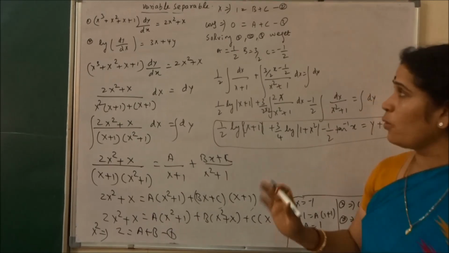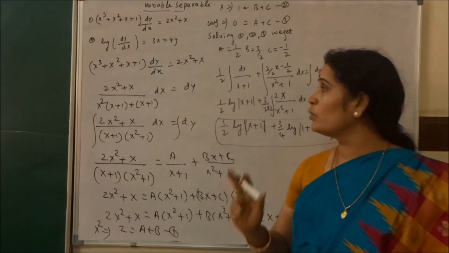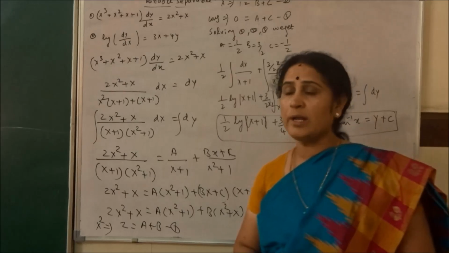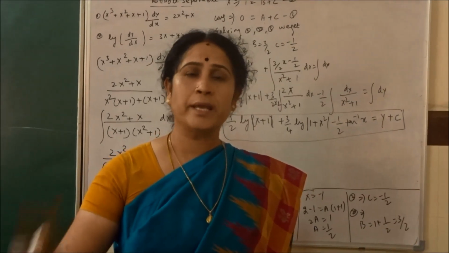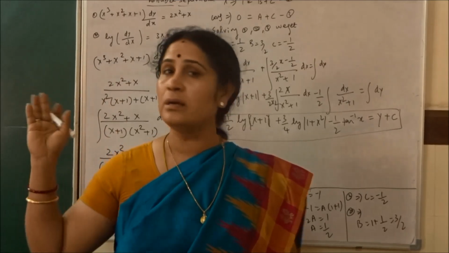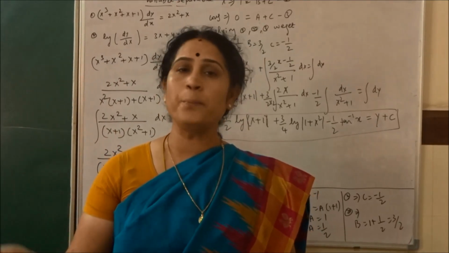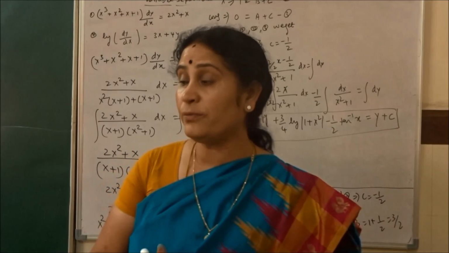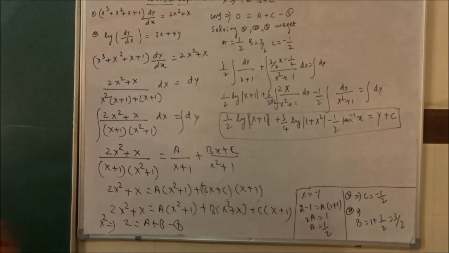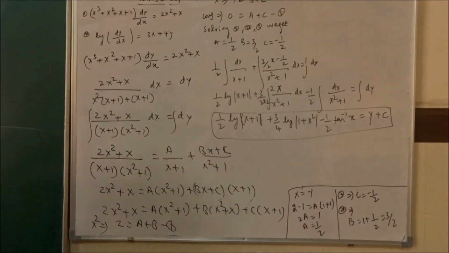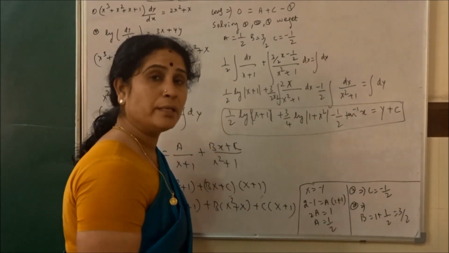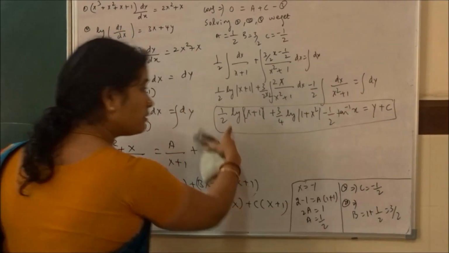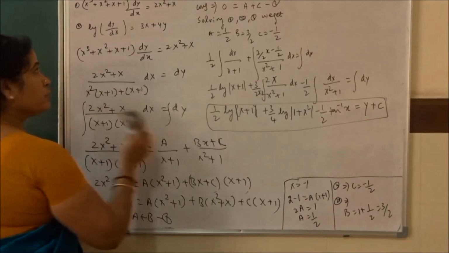Clear to you? So variable separable is nothing. What is variable separable? You collect all x terms and dx on one side, y terms and dy on the other side, and then you apply either partial or simple integration. If they have given any initial value, substitute the initial value so that you get the value of the constant c, and you will get a particular solution also. But this is called a general solution. Clear to you this one?